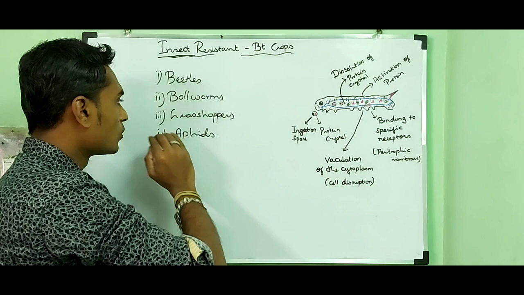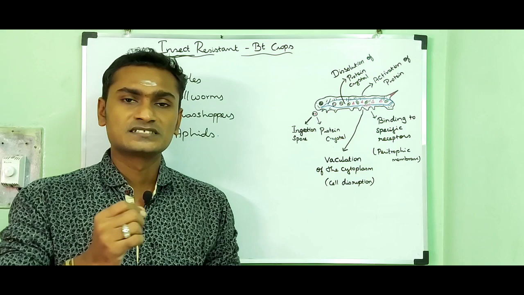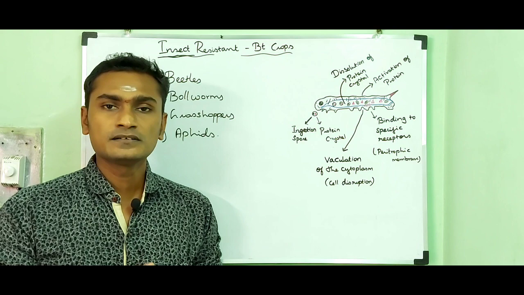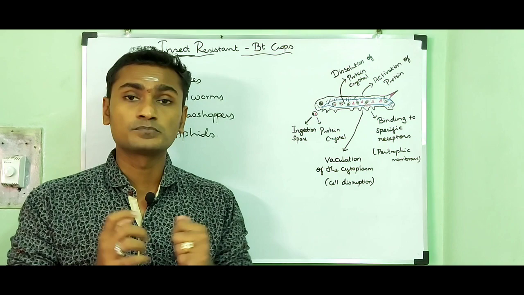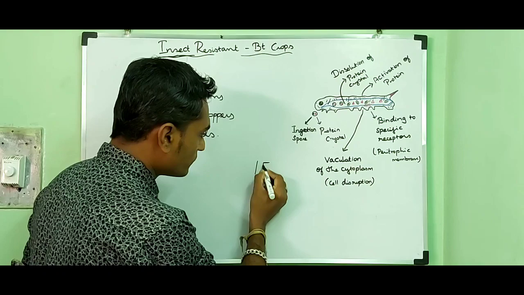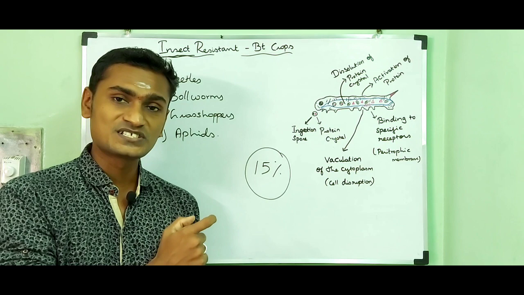Then why do we have to create these insect resistant plants? What is the need? The reason is that about 15% of world crop yields are lost due to insects and pests.